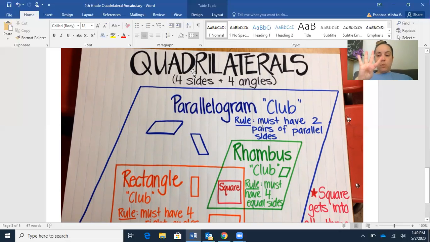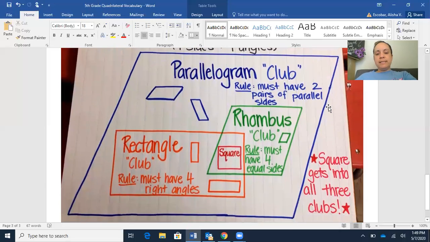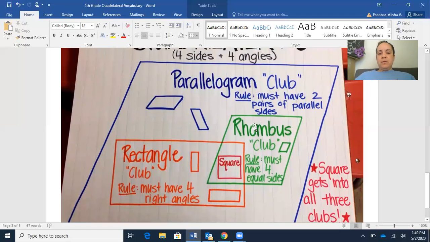Quad means 4. So we have a parallelogram club. The rule is you must have 2 pairs of parallel sides in order to be in the parallelogram club. Well, look at all of the ones that are in the parallelogram club. We have all of these in here. Rectangles are in the parallelogram club because they have 2 opposite sides parallel. Squares are in the parallelogram club. Rhombus is in the parallelogram club.